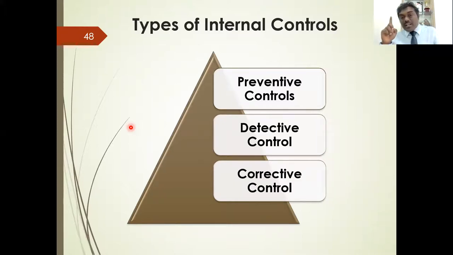Remember, a corrective control can be there only if a detective control is there. Why? Unless I know what the problem is, how can I rectify it? Correct? So detective and corrective go hand in hand, whereas preventive need not be hand in glove with detective and corrective.